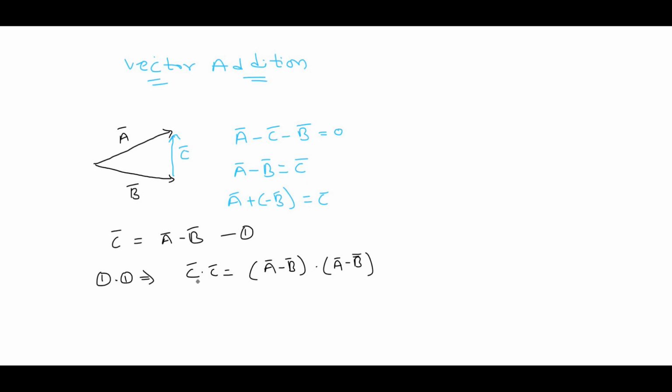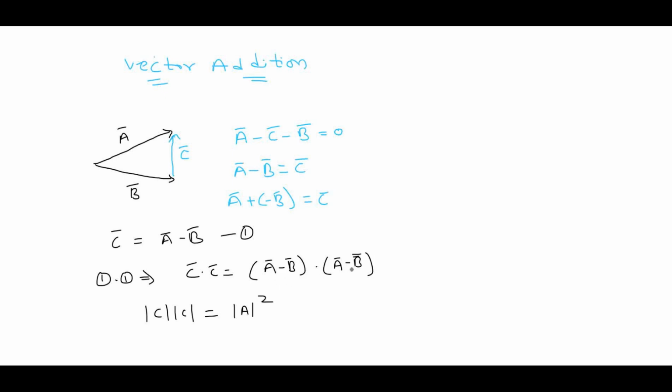Now we know that when we do dot product, on this side we get magnitude of c, and angle between c and c, which is 0. So cos 0 is 1. So leave it like that. Now with a bar minus b bar and this, when we do dot product between a and a, it will be magnitude of a into magnitude of a, so magnitude of a square.